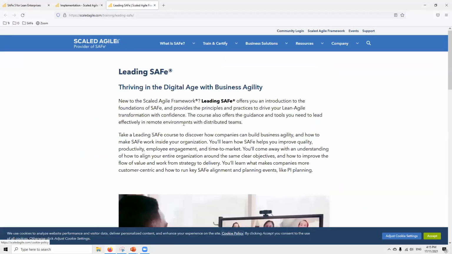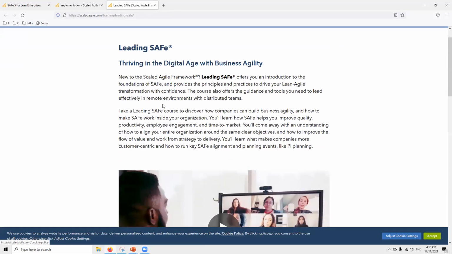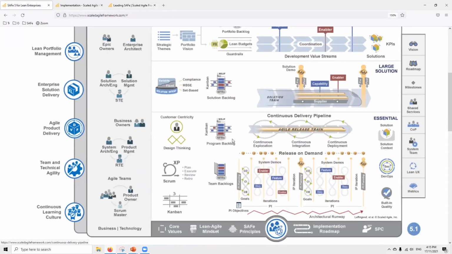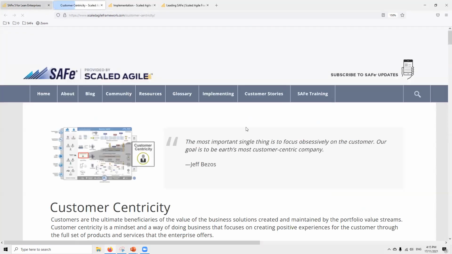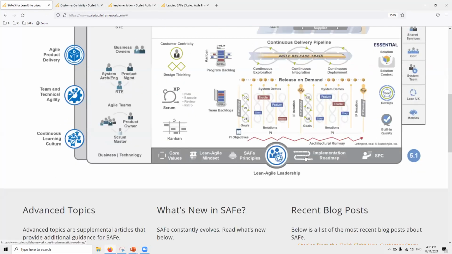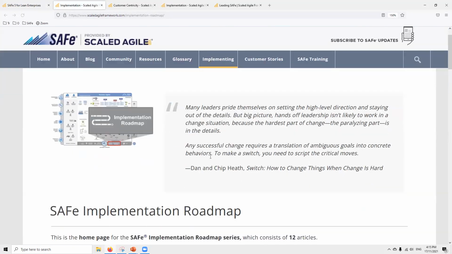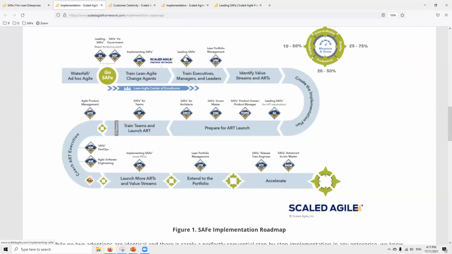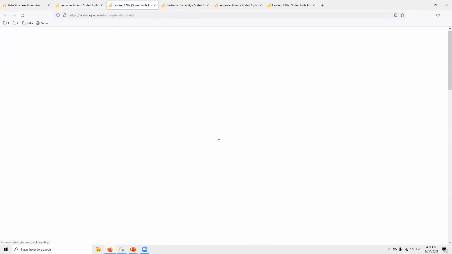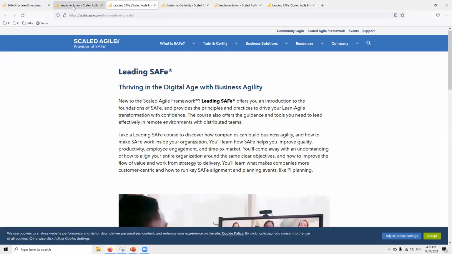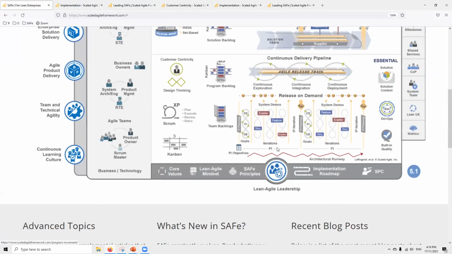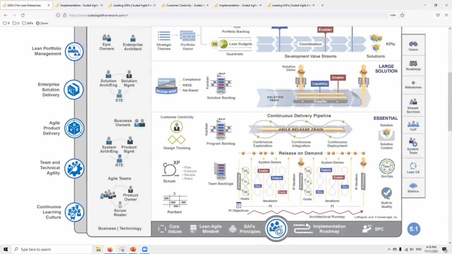One really good thing about this is you can go here on the big picture and click any icon. These are clickable. If you come here to the implementation roadmap and click it, it will take you to the implementation roadmap. Anything you want to see, you can just click. So the short answer is Leading SAFe is SAFe Agilist. Okay, thank you.